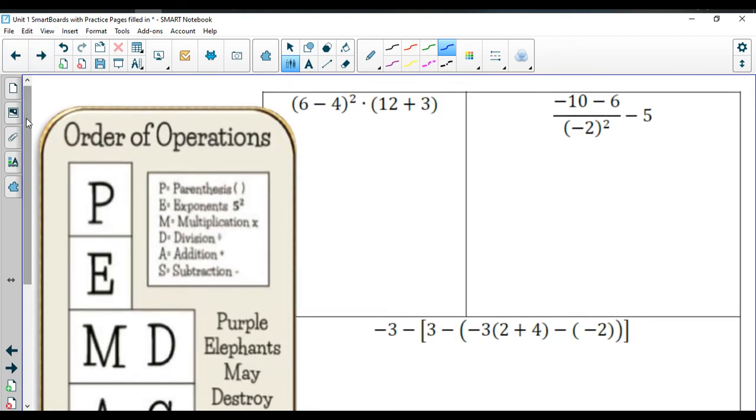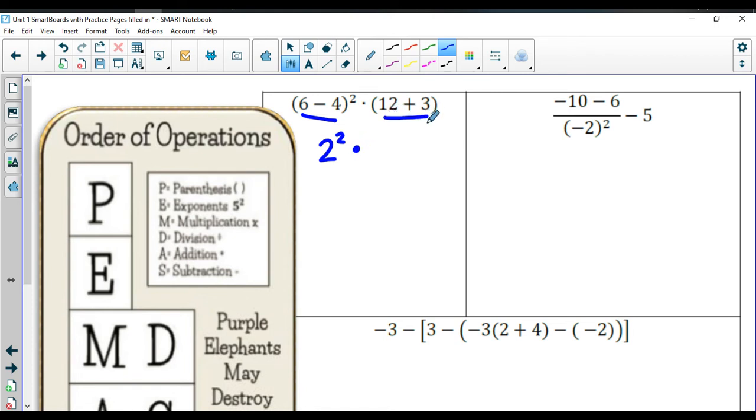Down at the bottom here, we have a couple more complicated expressions. So we're going to go through these. I see parentheses in this first set, so I'm going to take care of this first part of parentheses. 6 minus 4 is 2. Notice it has an exponent. It's a positive 2, so it's not going to matter if I put it in parentheses or not. That's really a big difference if it's a negative.